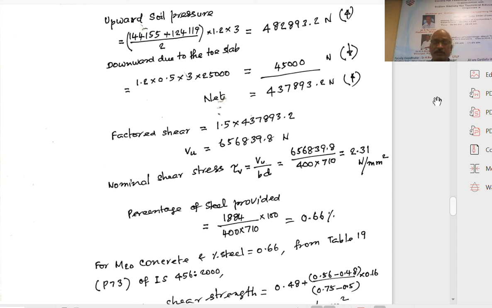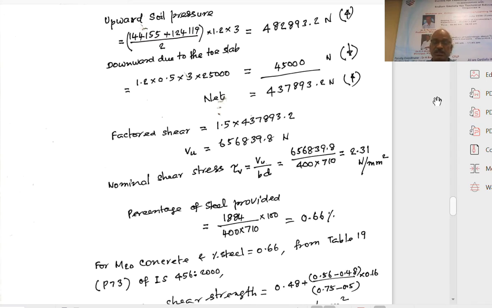Factored shear is equal to 1.5 times its value. Then the IS code gives the procedure for the design of shear. Once you find out the factored shear, even for factored shear 1.5 is given in the IS code. After finding out the factored shear, we have to refer to, I think, page number, I'll subsequently tell you, table number 19 of IS 456, which gives you the allowable shear stress.